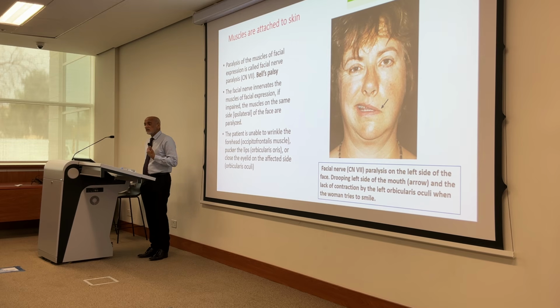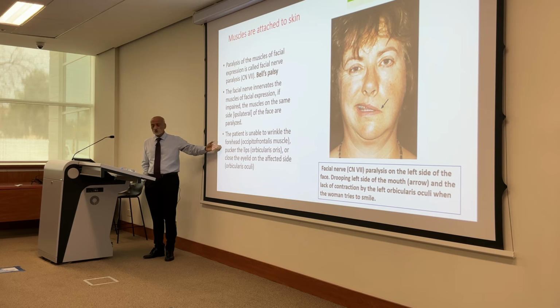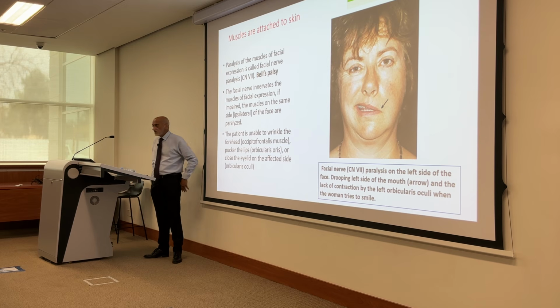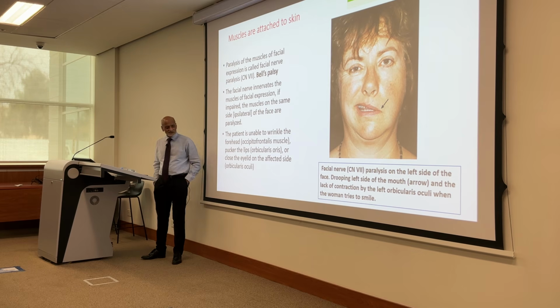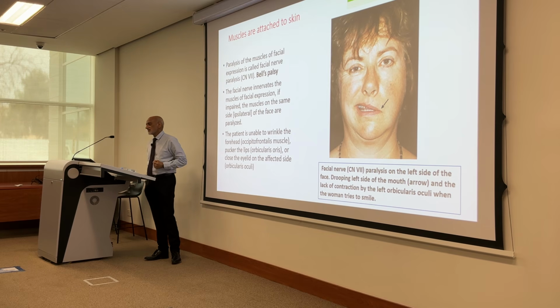Okay? Now, in neuroscience, this is a very important word, because sometimes when a nerve from this side of the body goes to this side of the brain, that's called contralateral, but if it goes to the same side, it's called ipsilateral. Okay, so the patient is unable to wrinkle their forehead, close their eyes, pucker their lips, and so on and so forth. And the muscle around the lips is called the orbicularis oris muscle, and she cannot contract that skeletal muscle. Okay?